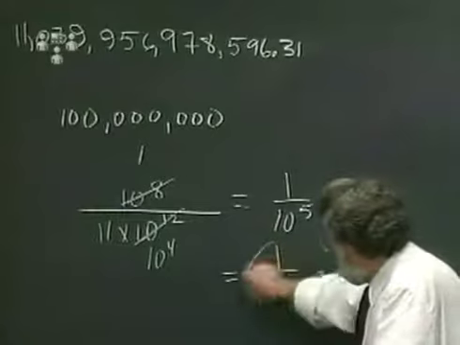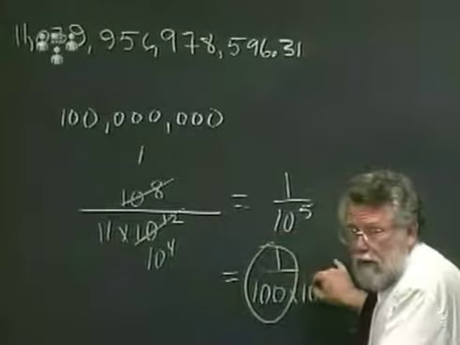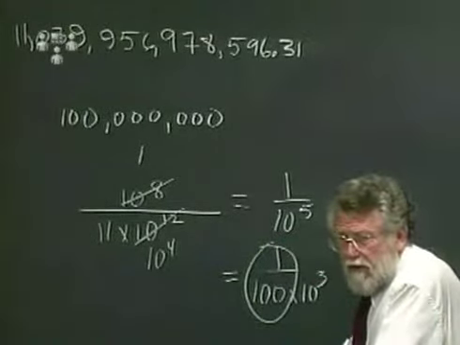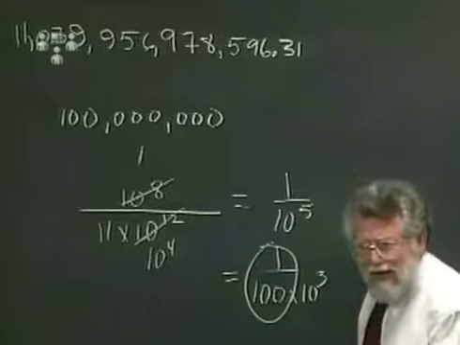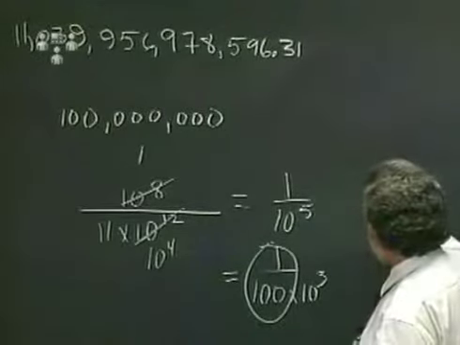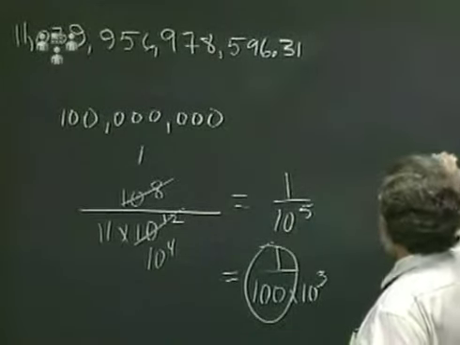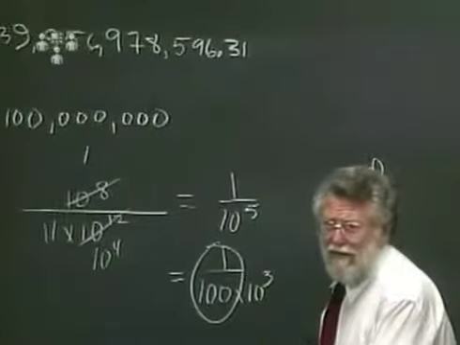This is your percent. And 1 over 10 to the 3rd is 0.001. So, in terms of the national debt, this is just 0.001 of a full percent of the national debt.